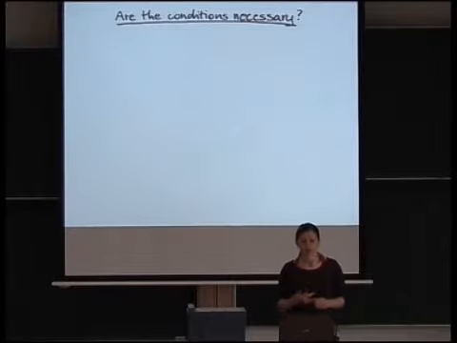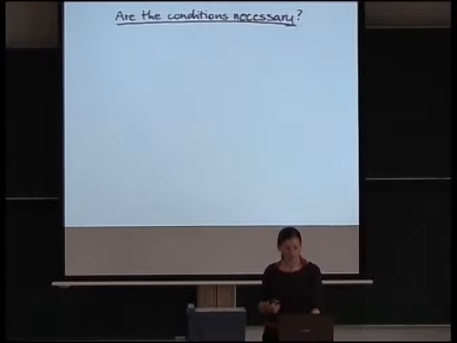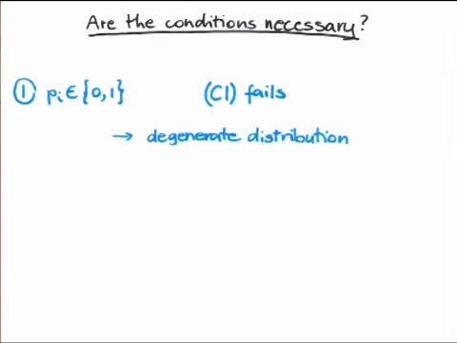Okay, one question one could ask: does the result hold if we drop one or both of the conditions? The answer is no. To see why we can't remove the first condition completely, consider the situation where all species have survival probability 0 or 1. In that case, C1, the first condition, fails, and since this situation leads to a degenerate distribution, it's clear that we can't remove the first condition completely.